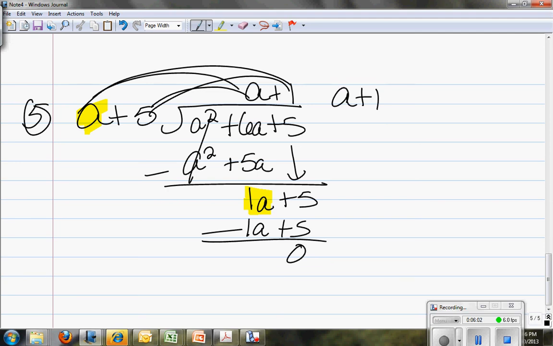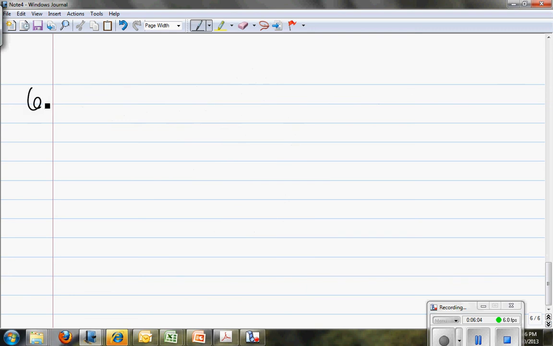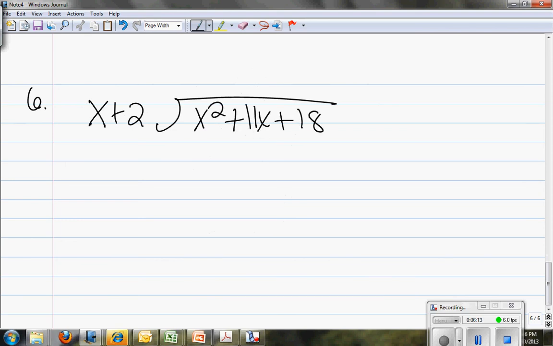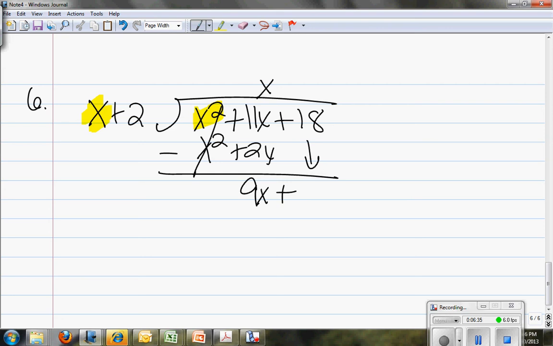Last one for today. Number 6, x plus 2 divided by x squared plus 11x plus 18. X goes into x squared, how many times? That would just be x, or 1x. So we have x squared plus 2x. Subtract. These cancel out. 11 minus 2 will be 9x plus, carry it down, 18.